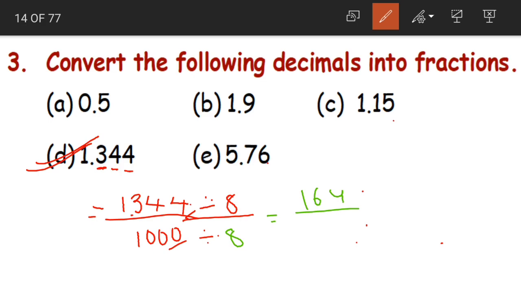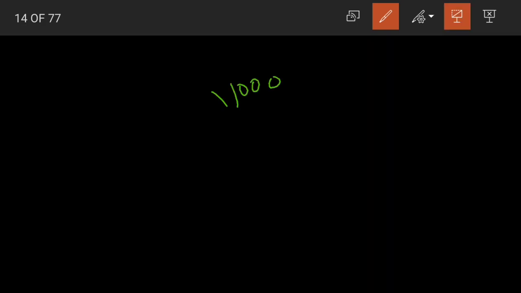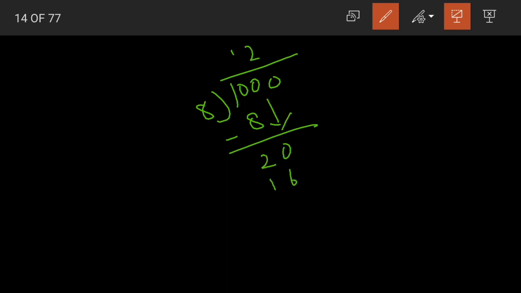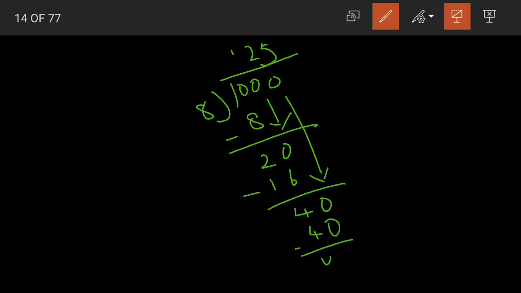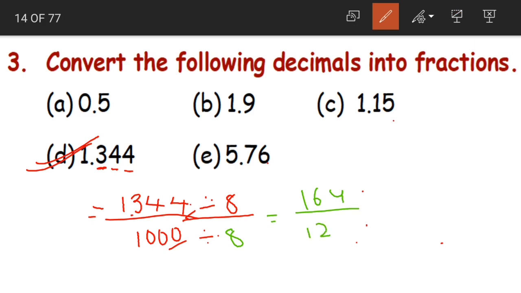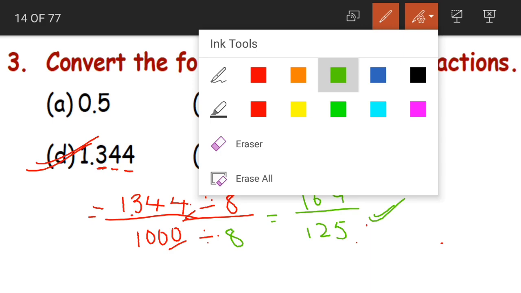Next, again when we divide 1000 by 8, we have 8 ones are 8. When we subtract, 2 is remaining, 0 brought down. 8 twos are 16. When we subtract, 4 is remaining, 0 brought down. 8 fives are 40. When we subtract, 0 is our remainder. So 125 is the quotient here. So this will be our final answer, children. The answer reduced to the simplest form.